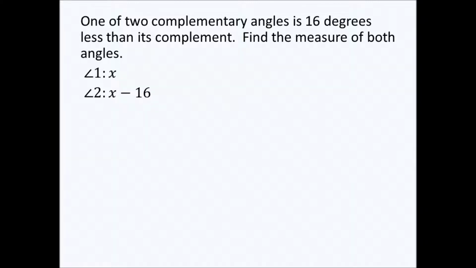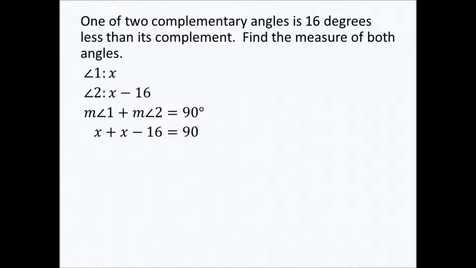Since they're complementary angles, the sum of the two angles is equal to 90 degrees. So the measure of angle 1 plus the measure of angle 2 equals 90 degrees. The next step is to substitute the algebraic expressions. So x is angle 1 and x minus 16 is angle 2, and we set them equal to 90 degrees. The rest is algebra. We combine like terms. x plus x gives us 2x. 2x minus 16 equals 90.